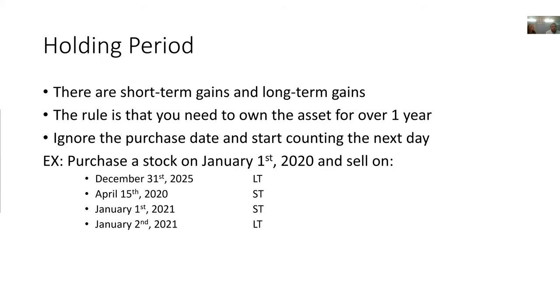So holding periods: there are either short-term gains or long-term gains, and the same with losses, but the rule is that you need to own it for more than a year for it to be a long-term gain. To do this, you ignore the purchase date and you start counting on the day after. So in our example, if you purchased stock on January 1st of 2020 and sold it on December 31st of 2025, that's a full 5 years, it's definitely long-term. Let's say you needed to sell it on April 15th to pay off your taxes, it's short-term. Now, if you sold it exactly 1 year later on January 1st of 2021, it's still short-term because you haven't had that year and a day. So if you sell on January 2nd, 2021, then it becomes a long-term asset.